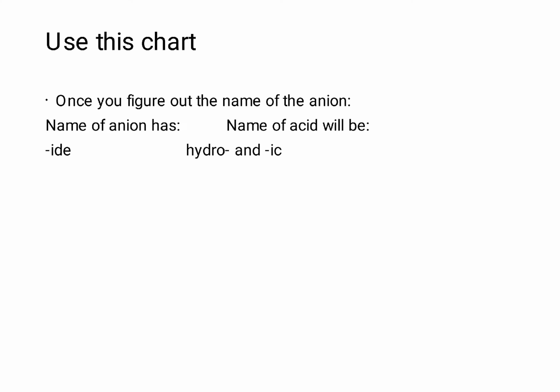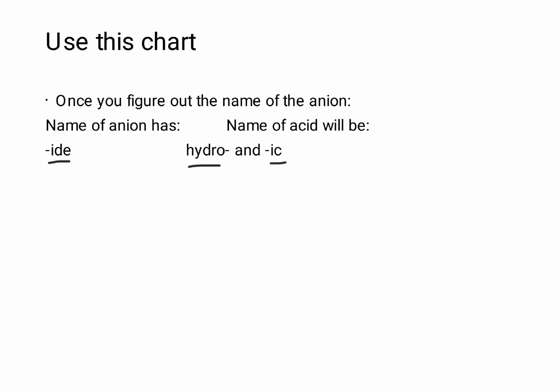Alright, now once you've figured out the anion, you have to pay attention to the prefixes or the suffixes of the anion. So for example, if the anion you figured out has "ide" as its ending, then here's what you're going to do to the name of the acid. You're going to put hydro as the prefix and "ic" as the suffix.